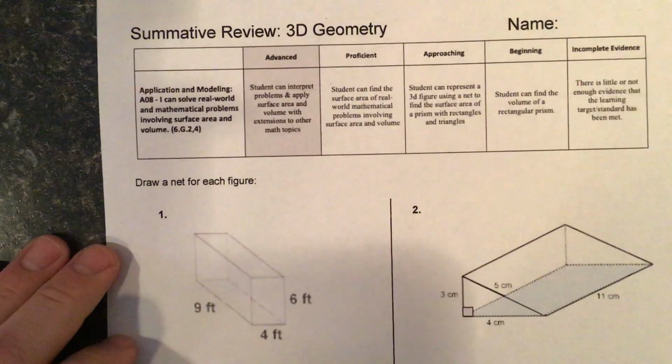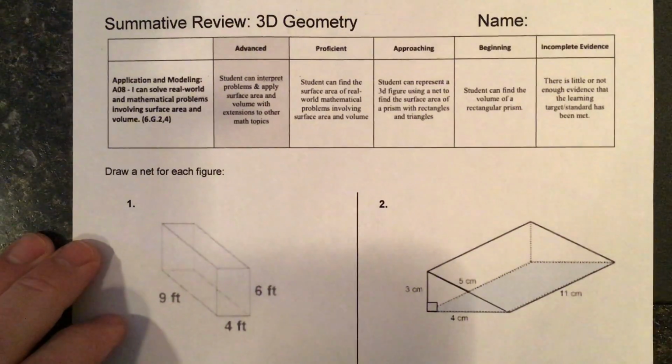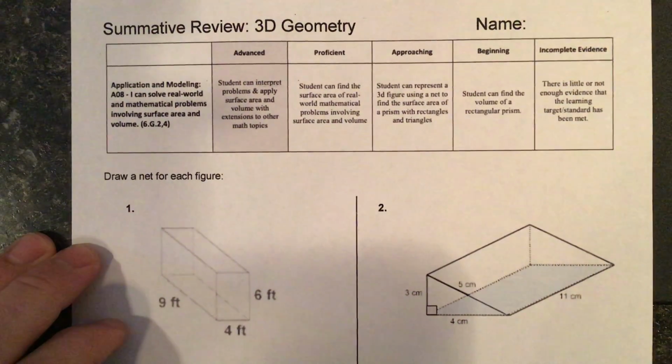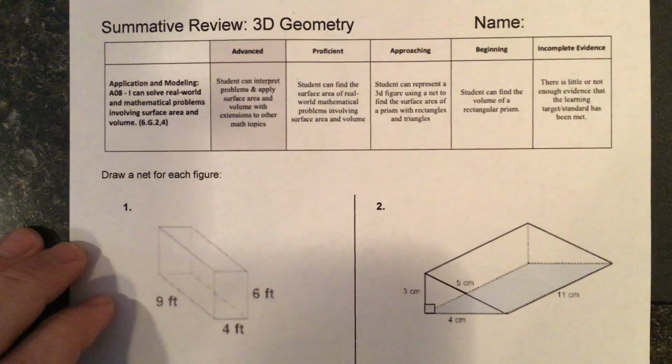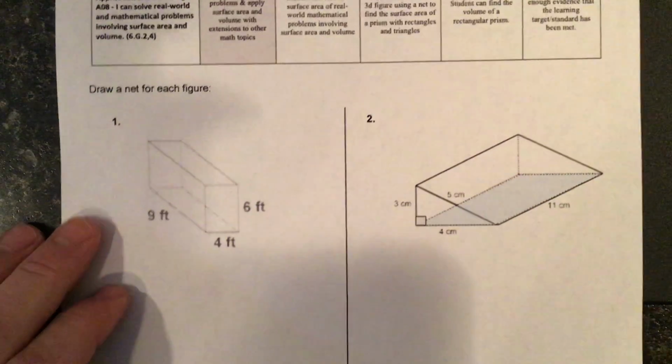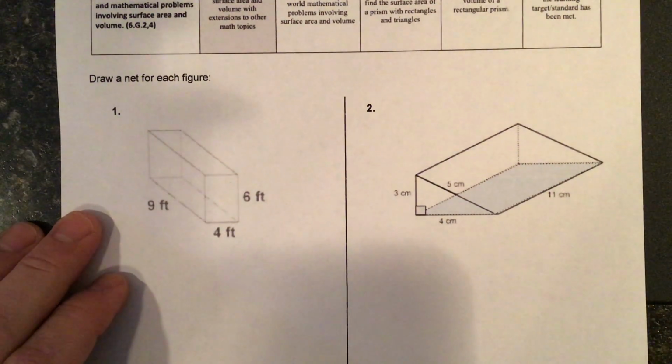So let's take that into our assignment real quick. I'm not going to do the assignment with you today. I'm just going to get you started and make sure you understand the different pieces of it. So this assignment will be found in Google Classroom this morning. And it starts out with that rubric of what's going to be on your assessment. And then the first page is just draw a net for each figure.